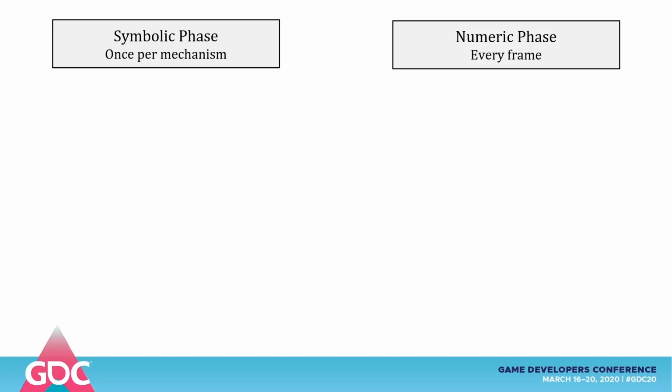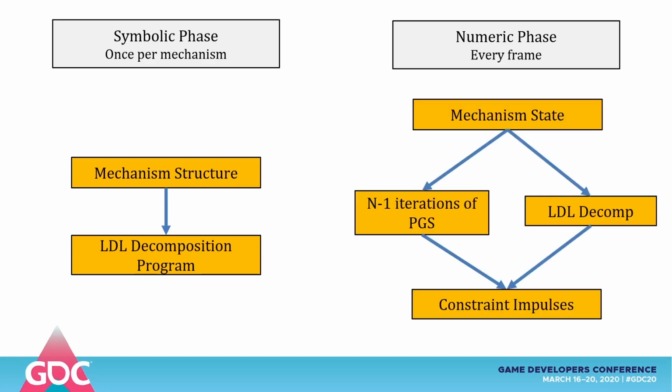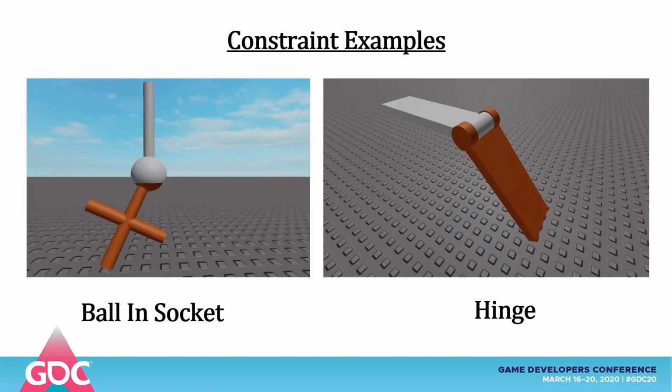The LDL-PGS solver has two phases, the symbolic phase and the numeric phase. In the symbolic phase, which runs only once per mechanism, its structure is analyzed and an optimized LDL decomposition program is generated. And in the numeric phase, which executes every physics frame, the mechanism state is updated using both the PGS and the LDL decomposition program. In the next section, we will quickly cover the basics of a constraint solver.